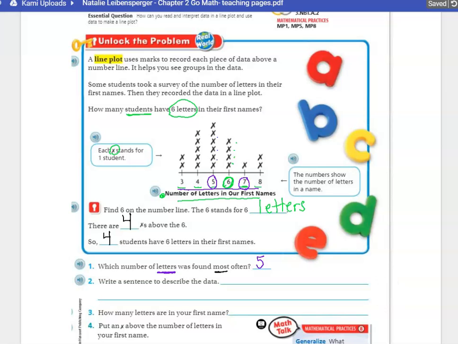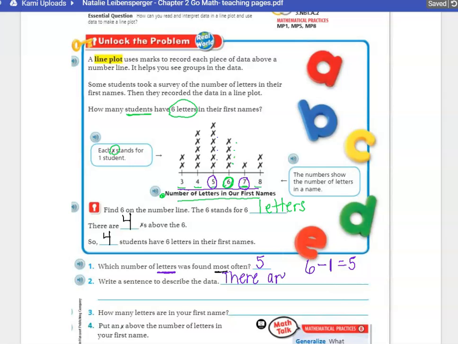So let's make a little subtraction sentence. 1, 2, 3, 4, 5, 6 students have 5 letters in their name compared to students that have 7 letters. Only 1 student has 7 letters. So there are 5 more students that have 5 letters in their name than students with 7 letters in their name. So I'm going to write that.